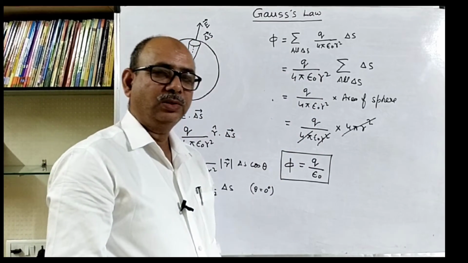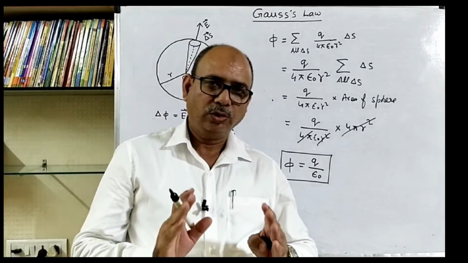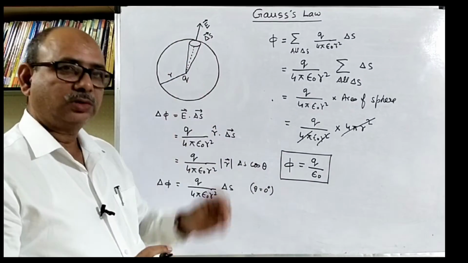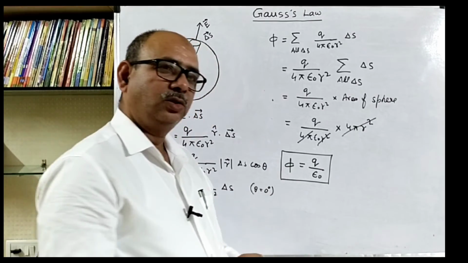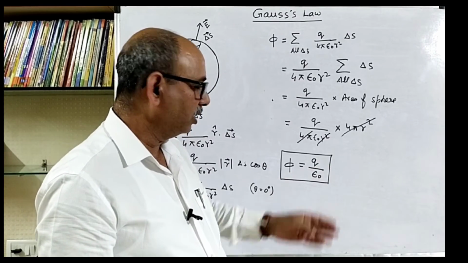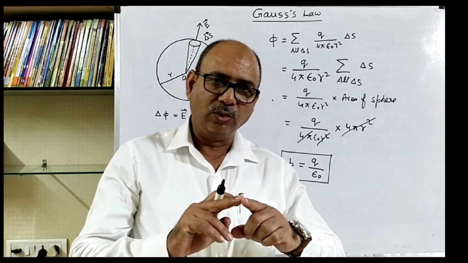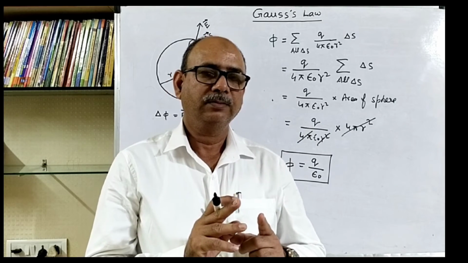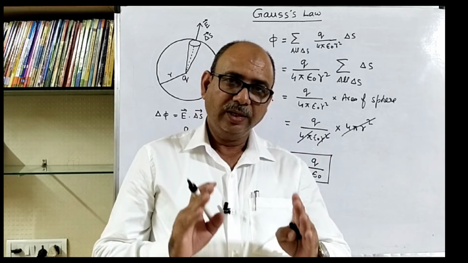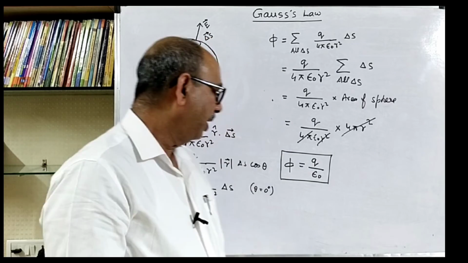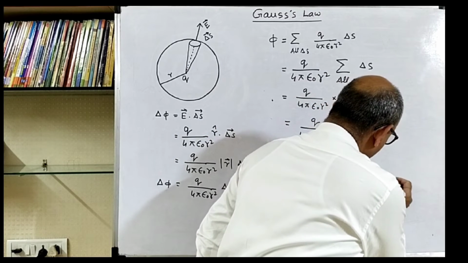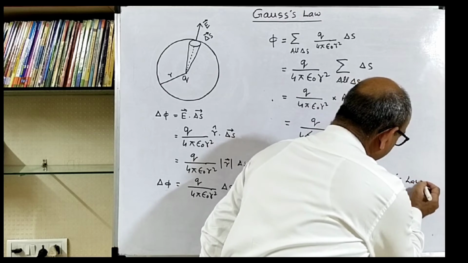That means flux passing through a closed surface. Important thing is here, this surface must be a closed surface. Total flux passing through a closed surface is equal to 1 upon epsilon naught times the total charge enclosed inside the closed surface. The important thing is that this Q is the charge enclosed inside the closed surface. And this is a very important law that is known as Gauss's law.